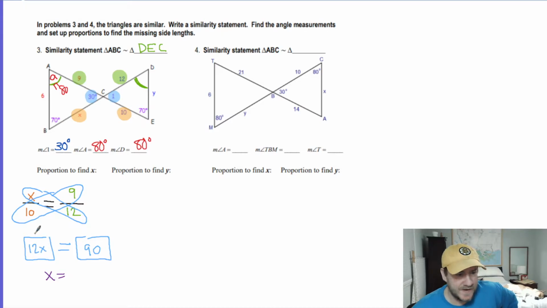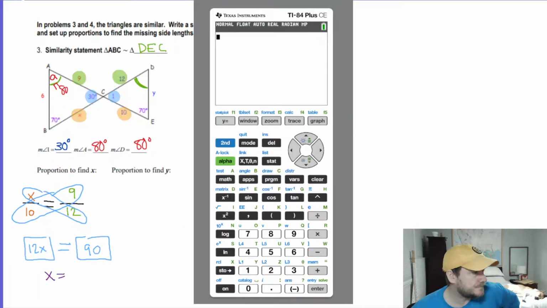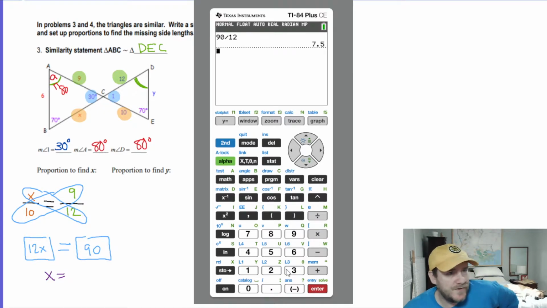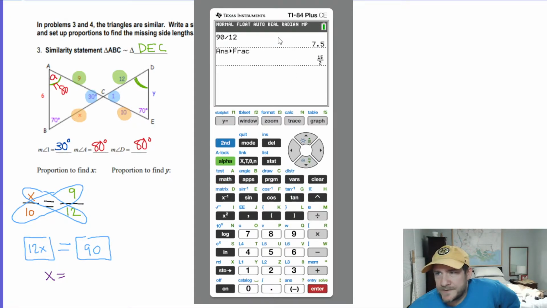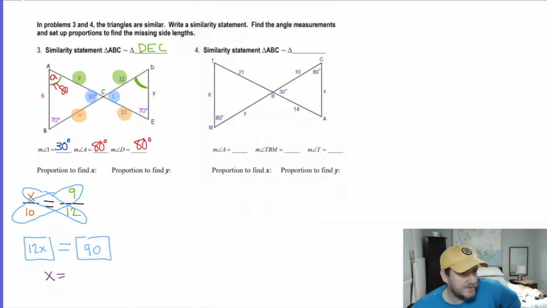And 90 divided by 12 should be, if you guys bust out your calculators, give me a second, 90 over 12 is 7.5. So you could give me that as a decimal. You could also, if you felt fancy, make it a fraction. So 15 over 2 is an acceptable final answer, but 7.5 is fine too. I assume most of you will just go with 7.5, and that's fine. So 7.5 is great.